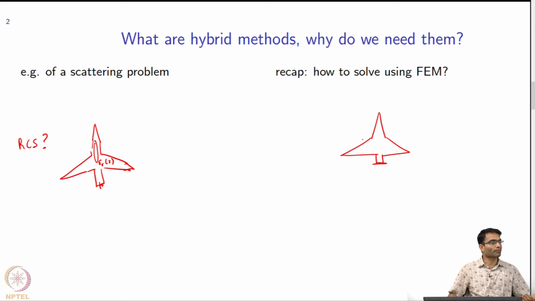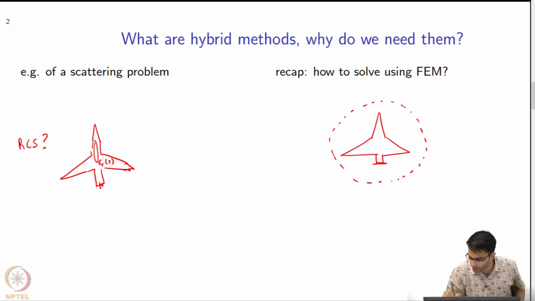Because I need to apply the boundary condition, and the simplest boundary condition which we have learnt are absorbing boundary conditions, and for that we have seen that there needs to be a little bit of air gap between the object and where I terminate the boundary, right. So I may have a boundary like this.